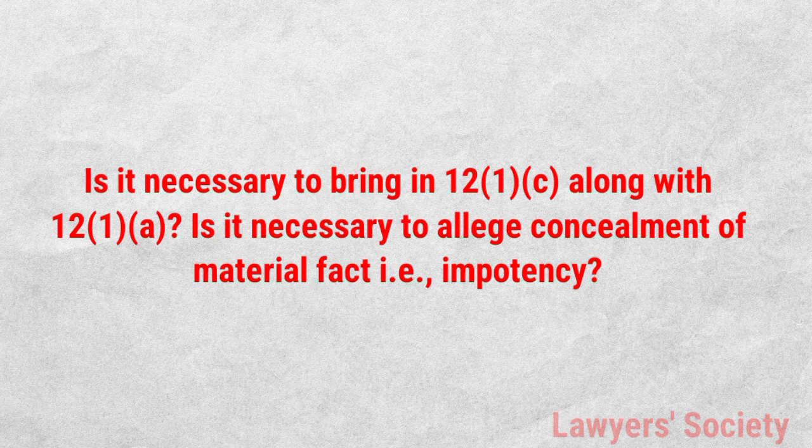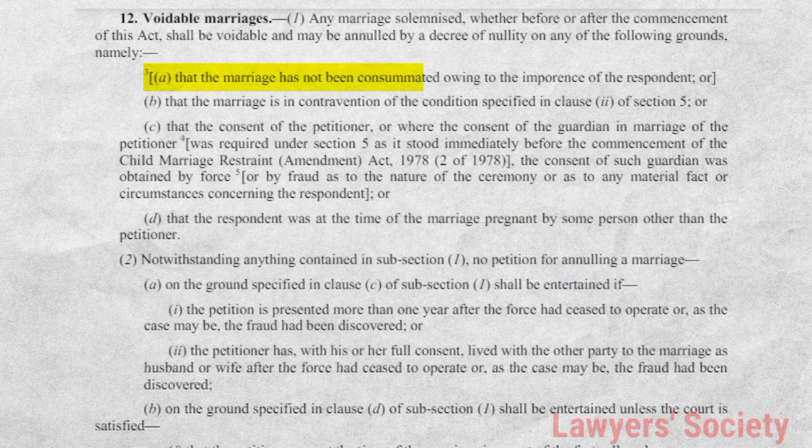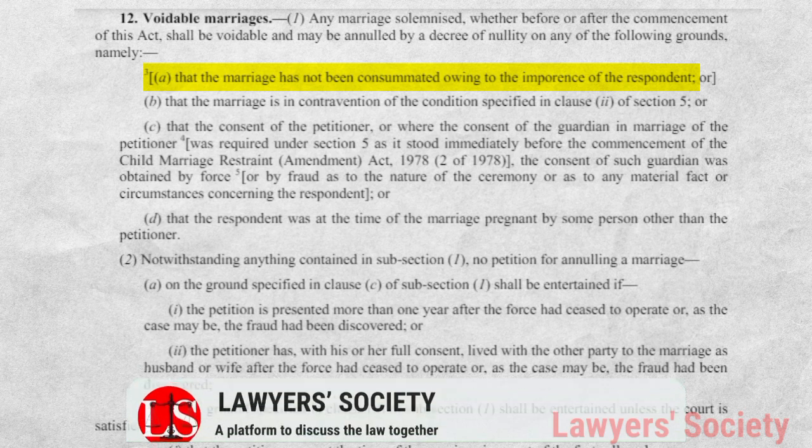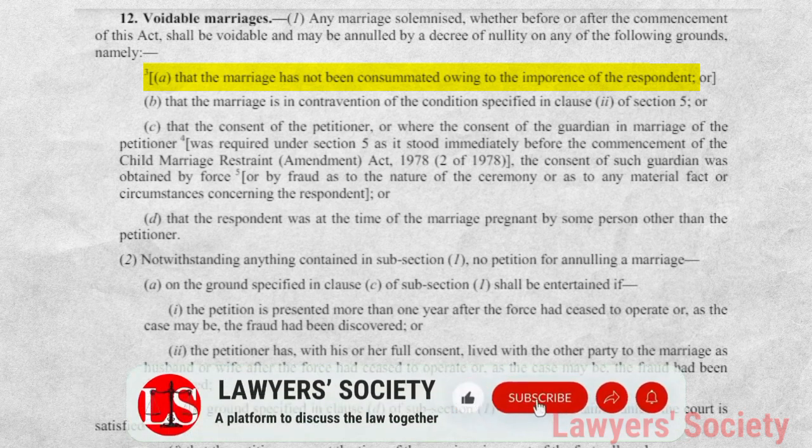The answer is no. But is it necessary to allege that there was any suppression of fact? The answer to that question is also no, because when you read 12(1)(a), it is evident that it is not necessary that the fact of impotency must have been concealed from the petitioner who is subsequently filing a petition for annulment. So suppression of facts or concealment of facts is not even essential to this.